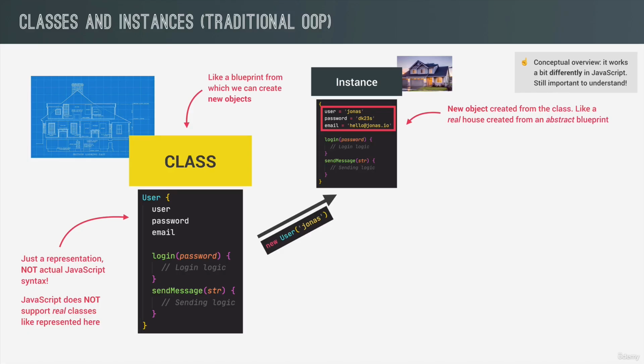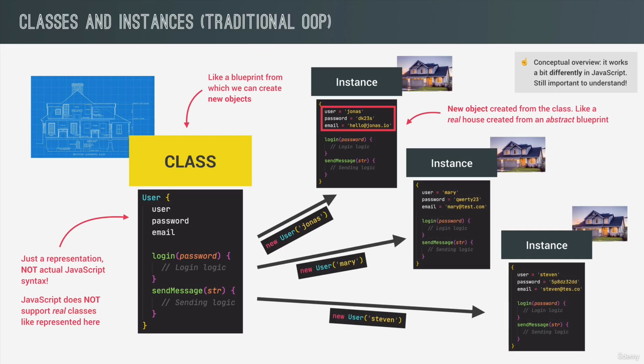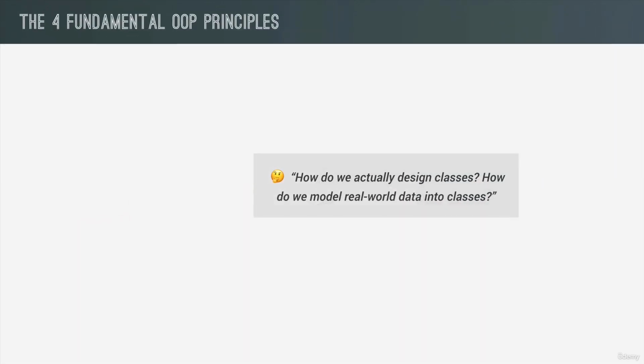And the beauty of this is that now we can use this class to create as many instances as we need in our application, just like we can build multiple houses from just one blueprint, right? And all of these instances, so these objects, of course, can have different data in them, but they all share the same functionality, which is to log in and to send messages. Okay, so now we know that we can create classes to generate objects from these classes.